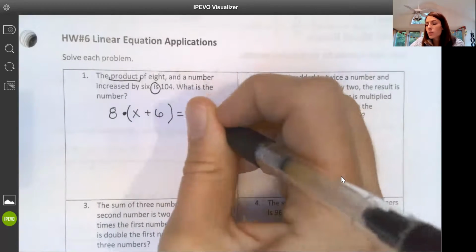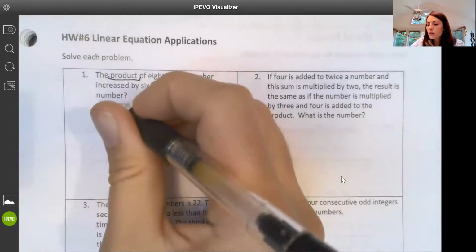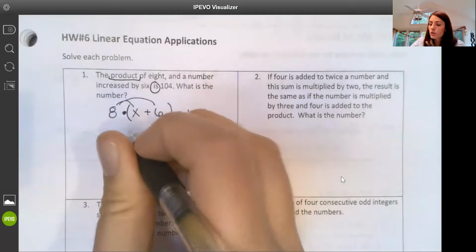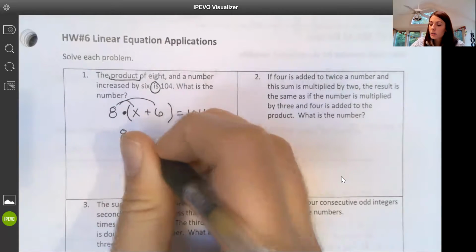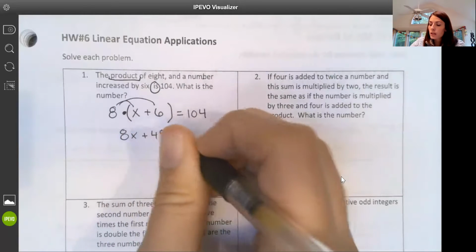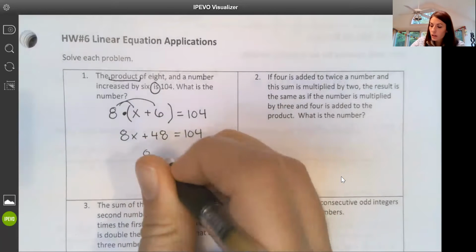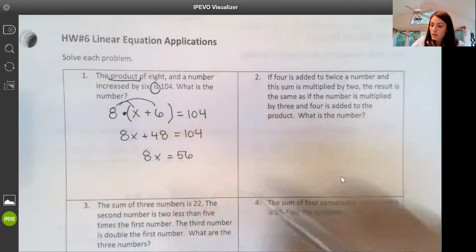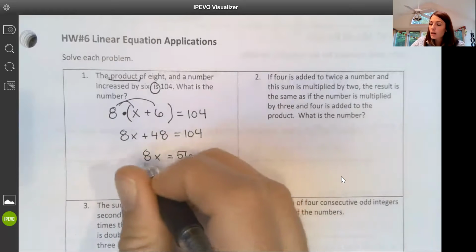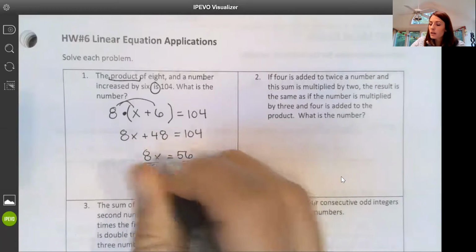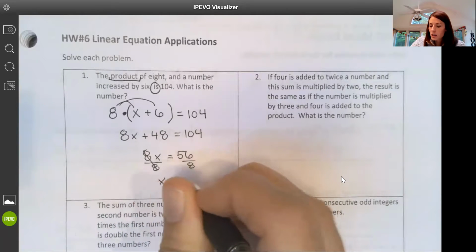is equal to 104. So then solving, I'm going to be distributing the 8, and 8x plus 48 equals 104. And then subtracting 48 from both sides gives me 8x equals 56. And dividing by 8 on both sides gives me x equals 7.